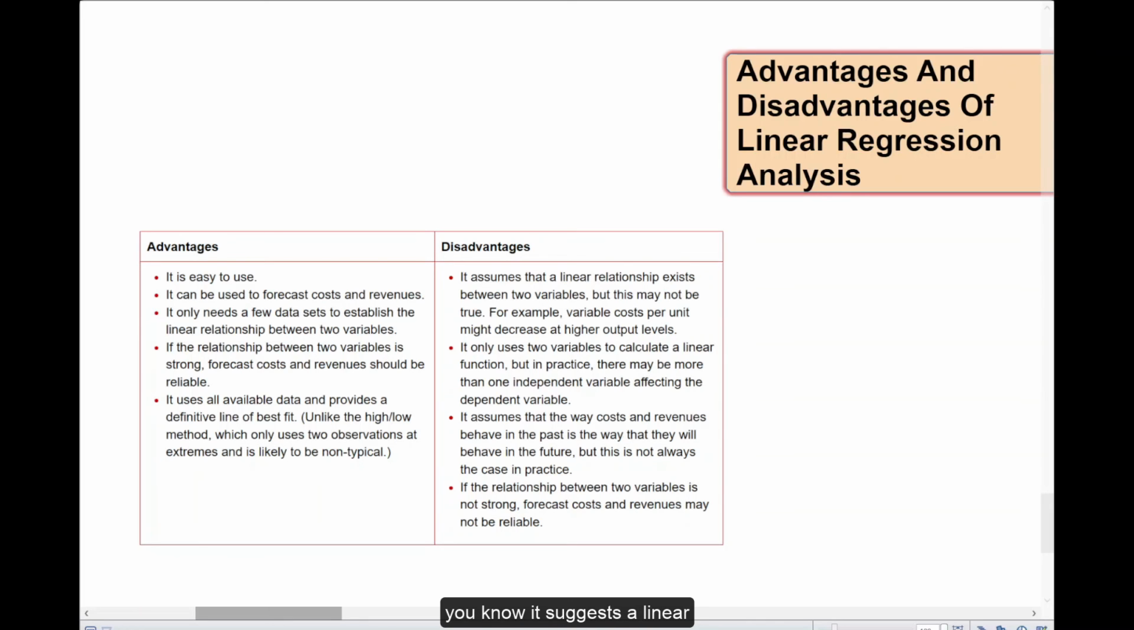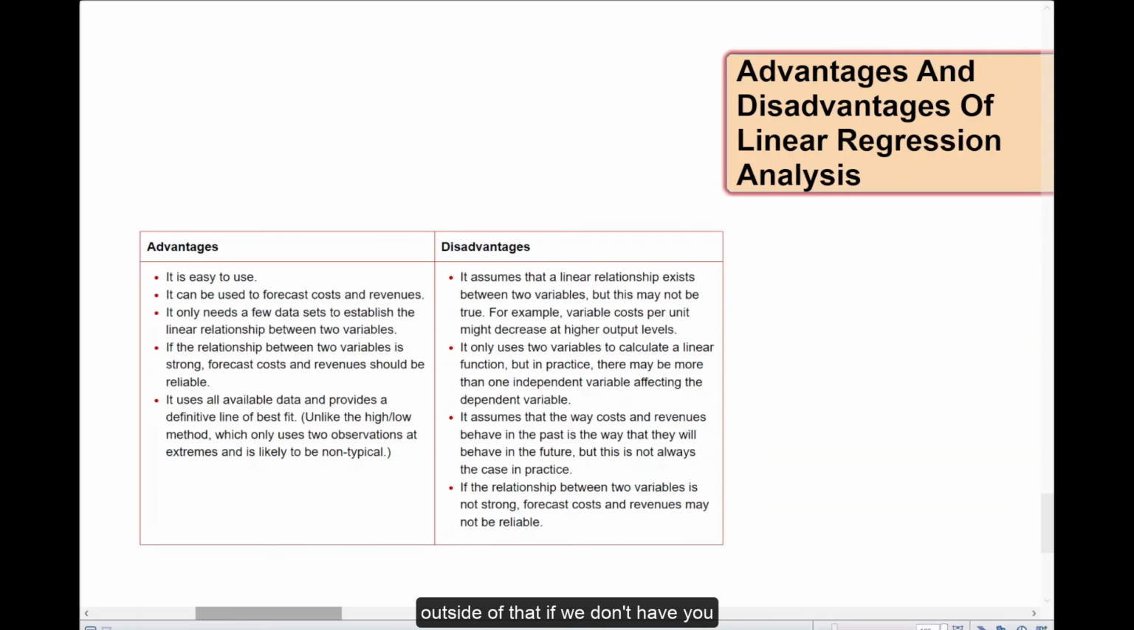Okay, it suggests a linear relationship. We're assuming that, but it may well not be true. Outside of that, it's only using two variables. Okay, but as we've said up top, there may be other variables that affect things. In addition to that, we've made the point already that the way in which data or costs and revenues have behaved historically, previously, may not be the case in the future. Things may change, political, economic, etc.